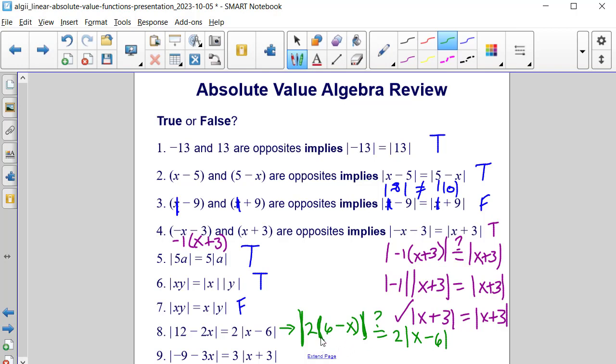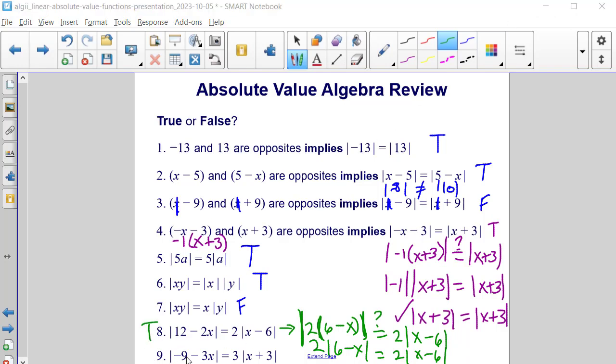Well, we can now pull the 2 out because it's a positive coefficient. And we would have 2 times the absolute value of 6 minus x. And is this equal to 2 times the absolute value of x minus 6? This is a true statement because the absolute value of 6 minus x and the absolute value of x minus 6 are going to be opposites of one another. And the absolute value of opposites are indeed equal to one another. So this is a true statement for number 8.